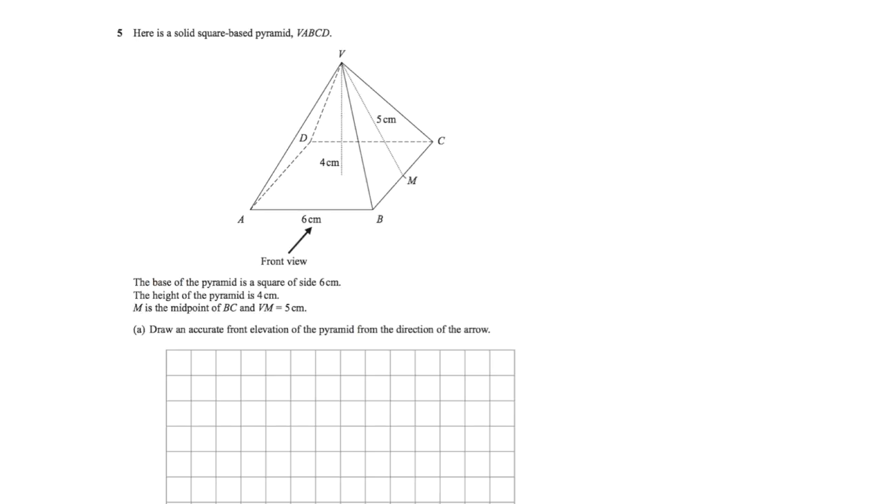Question 5. Here is a solid square base pyramid, VABCD. The base of the pyramid is a square of sides 6 centimeters. The height of the pyramid is 4 centimeters. M is the midpoint of BC and VM equals 5 centimeters. Draw an accurate front elevation of the pyramid from the direction of the arrow.